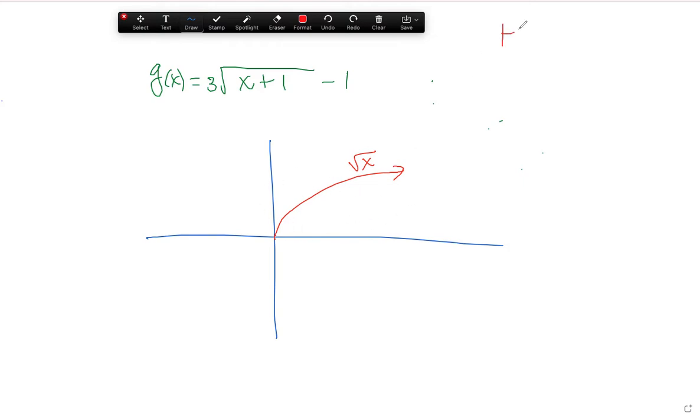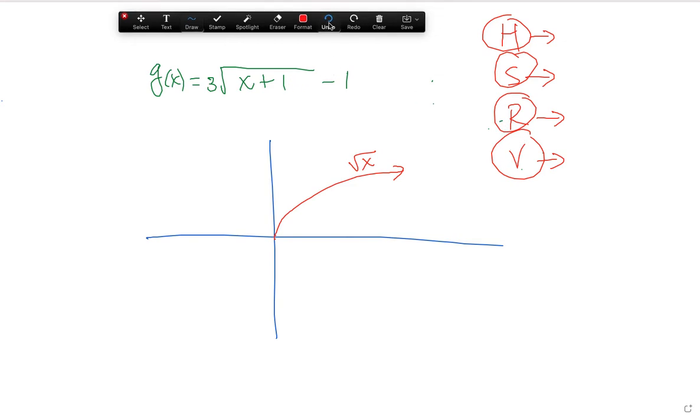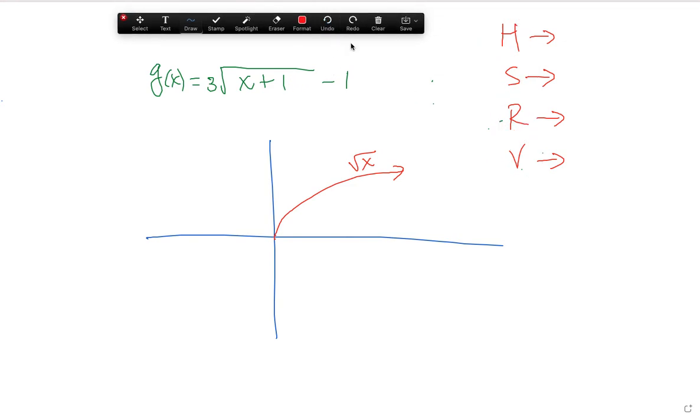Now we have to remember HSRV. In fact, I got this from Miss Richardson at Hackley. It's horizontal, stretch, reflect, vertical, and she calls it Hackley students ride vans or something like that. Anyway, yeah, it's HSRV, the order. So we have to do horizontal first and then stretch and so on.